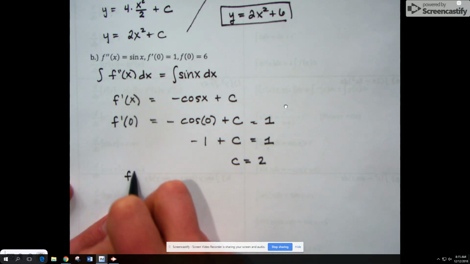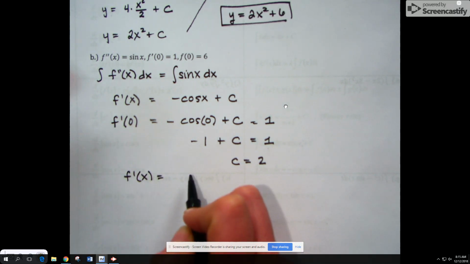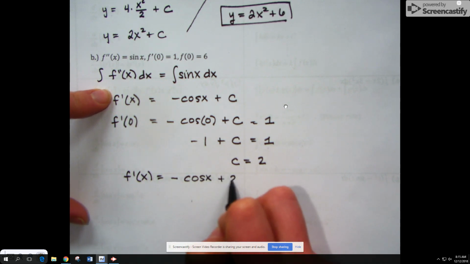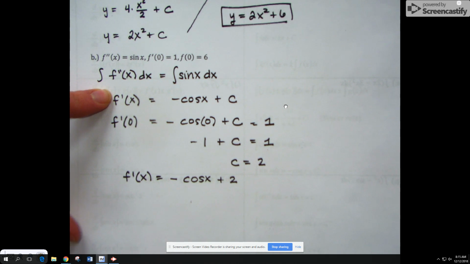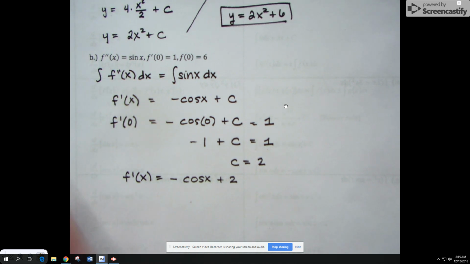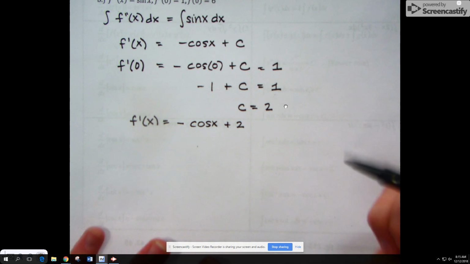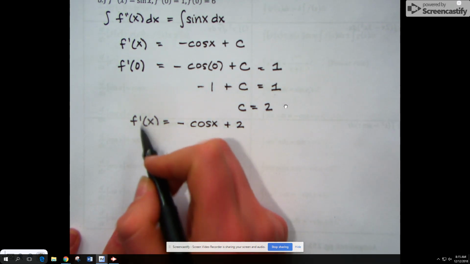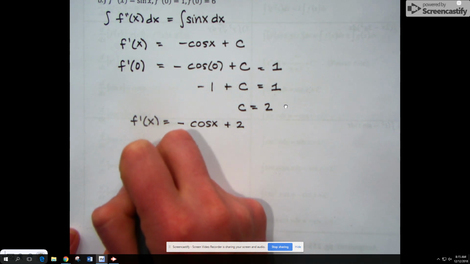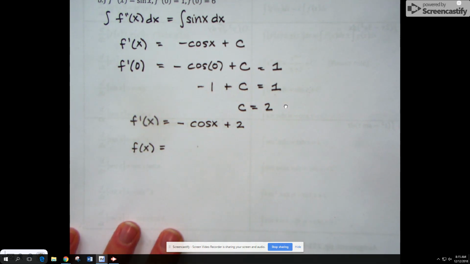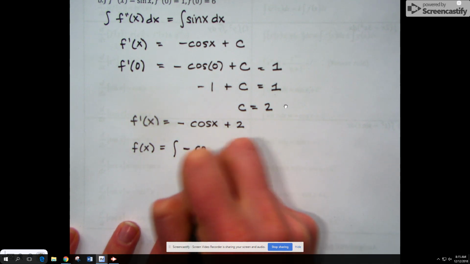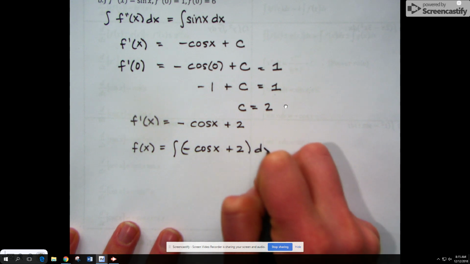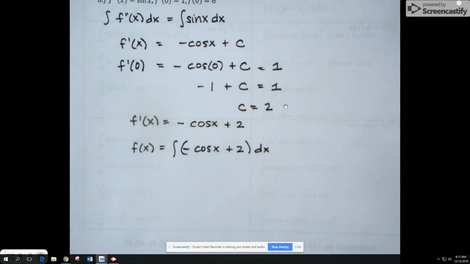So I can rewrite my first derivative then as, I'm going to go back to that initial antiderivative, negative cosine x plus 2. I want to go all the way back to the function, so I'll integrate my first derivative to get back to that function. The integral of f prime of x would be equal to f of x. And I would need to integrate the negative cosine x plus 2. Because I have 2 terms, there truly should be a set of parentheses here, and my dx at the end.